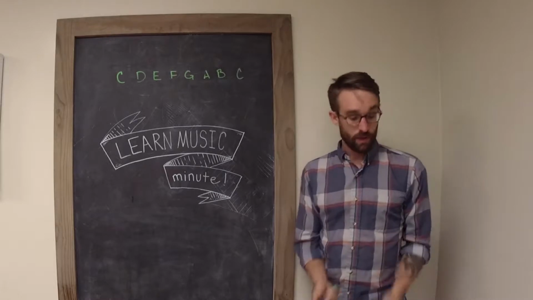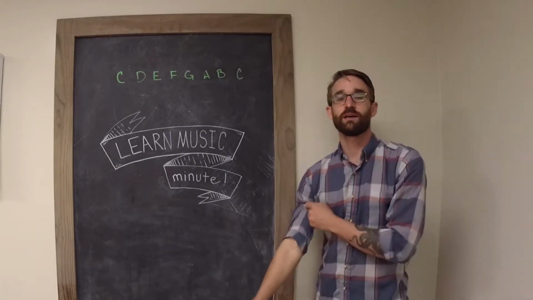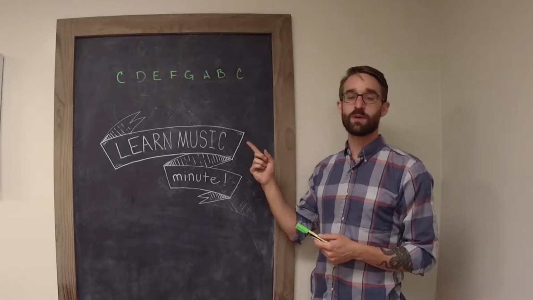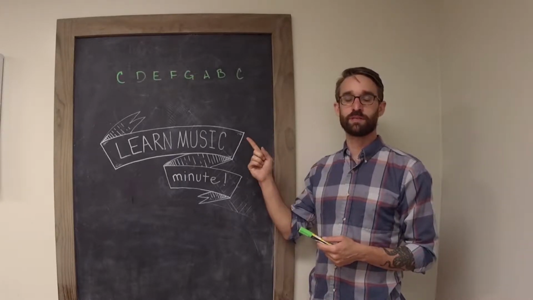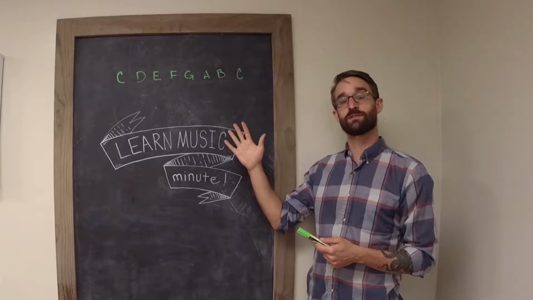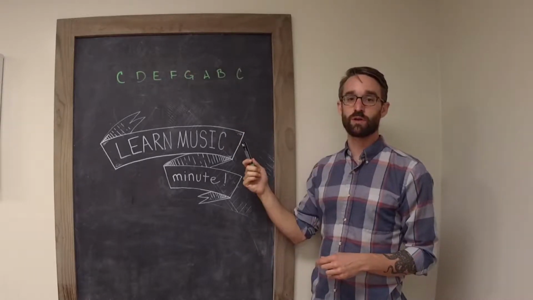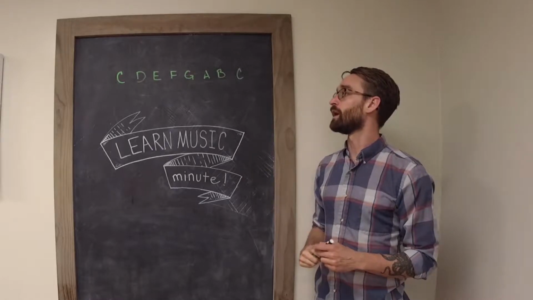I'm Brandon. Last week Adam talked to you guys about how the major scale is built. We use the key of C major because it is the simplest in that it doesn't have any sharps or flats, which are what we call accidentals. So we're going to be continuing with the key of C major.